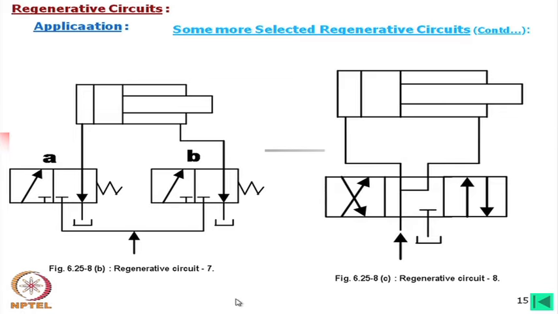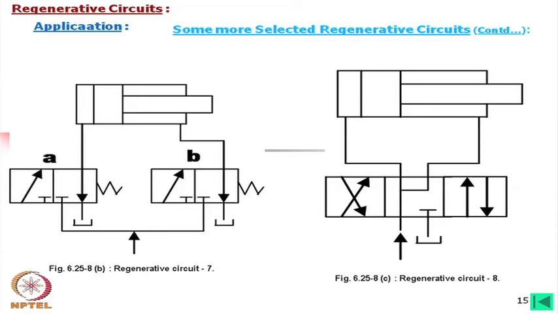Now, we are taking another circuit. In that case, what have we taken? This is a 4 by 3 valve, but the center is specially connected. This is neither closed center nor open center. The only thing is that the tank side is closed and the other is as if it is showing the regenerative path.